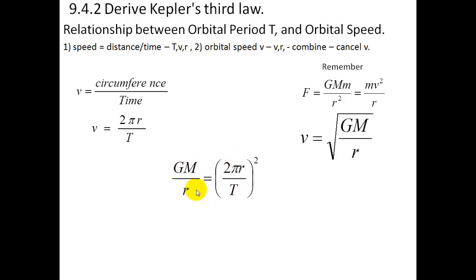And we simply rearrange this to get it in terms of T and r. So if we square everything here, we end up with T squared equal to 4 pi squared over GM times r cubed. So we can say that T squared, the time period squared, is proportional to the radius of the orbit cubed. And this is Kepler's third law, and it's derived directly from Newton's law of gravitation.